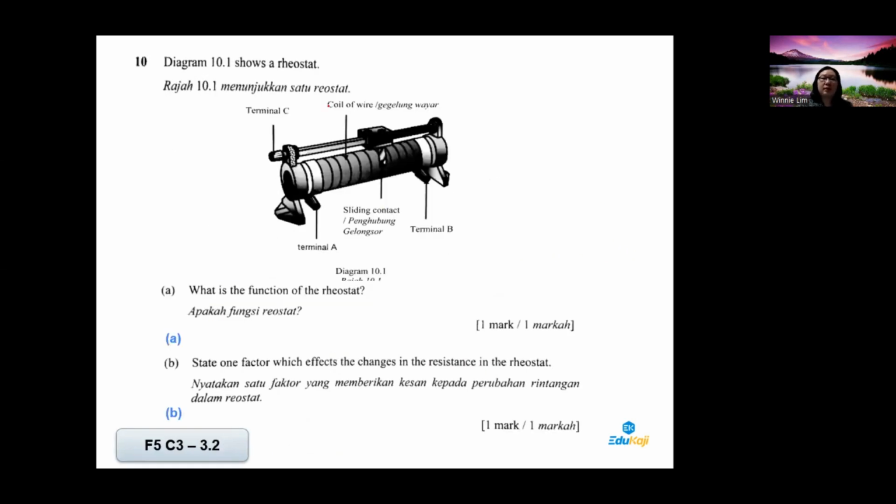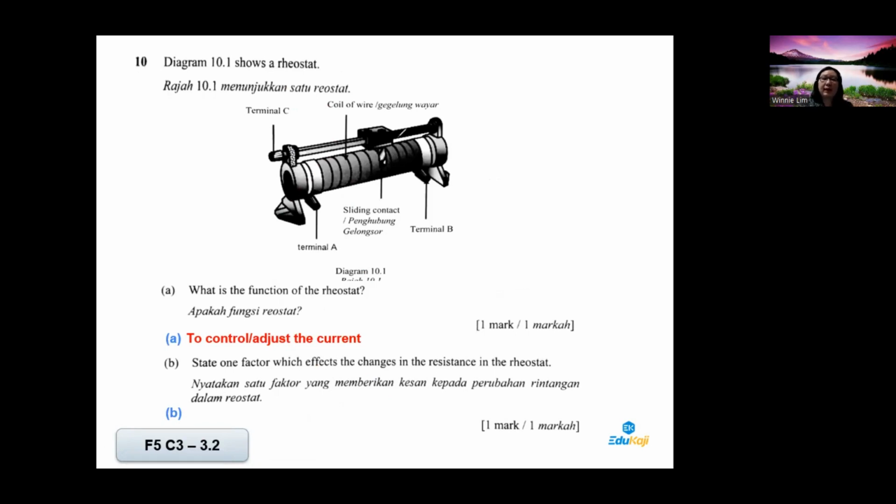Okay, question 10. Question 10 and question 9, you choose one to do. The total mark is 20 from section B. First, what is the function of a rheostat? Generally, a rheostat is used to control and adjust the current. So you can cause the current to be bigger or smaller by adjusting the rheostat.